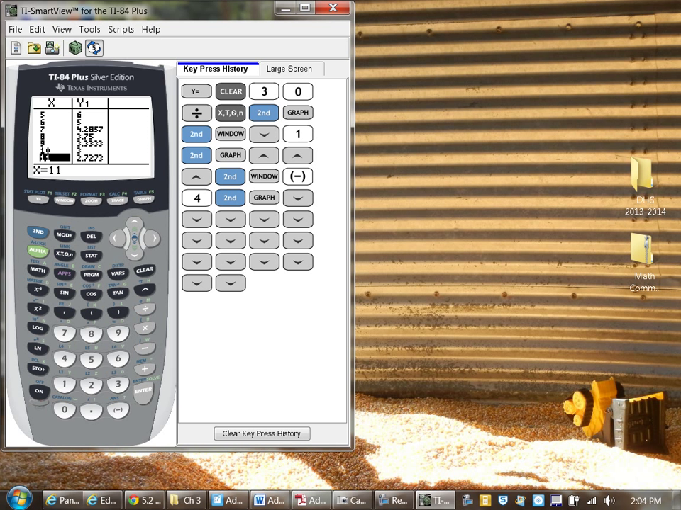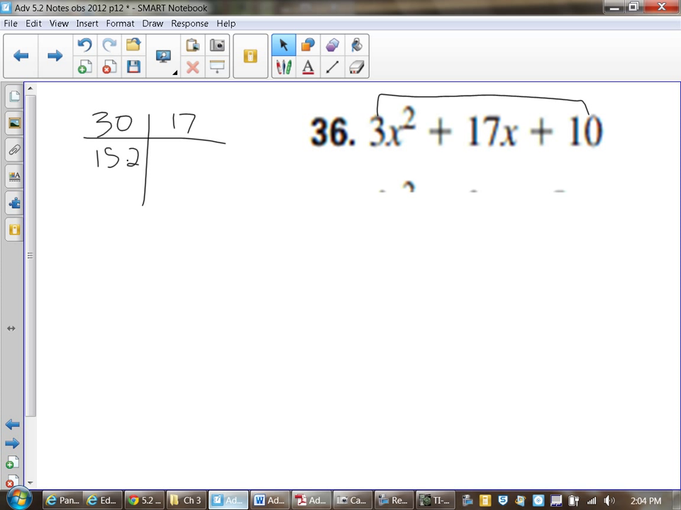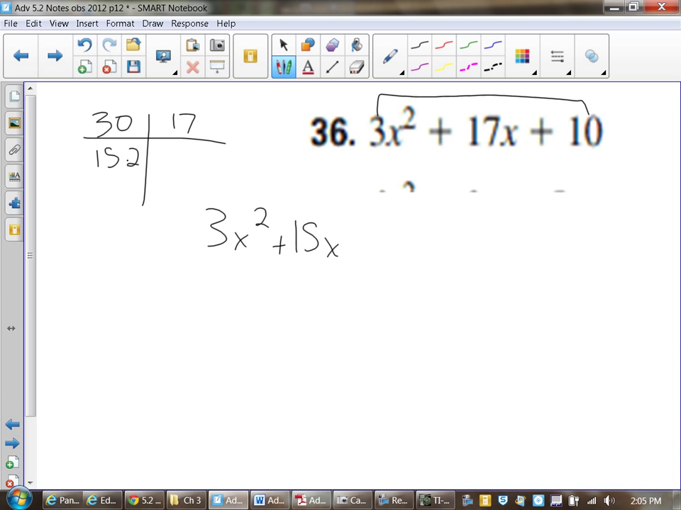So in this case, we had to get factors of 30 to add to 17. Was it 17? Yes. So it was 15 and 2. Yeah, 3 times 10. That's where we got it. So here I know that's going to be 15 and 2. What we're doing here is splitting apart that middle term. I'm taking the 3 terms and writing it out as 4. So I get 3x squared plus 15x plus 2x plus 10.